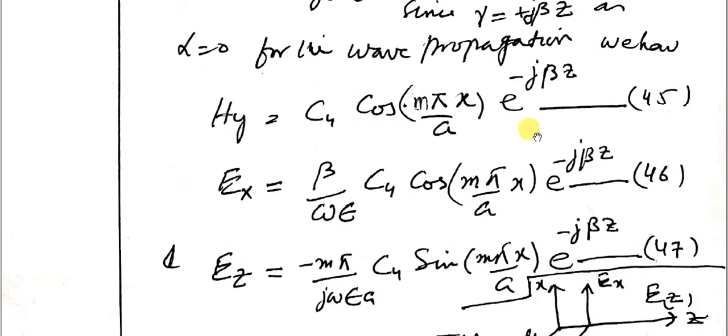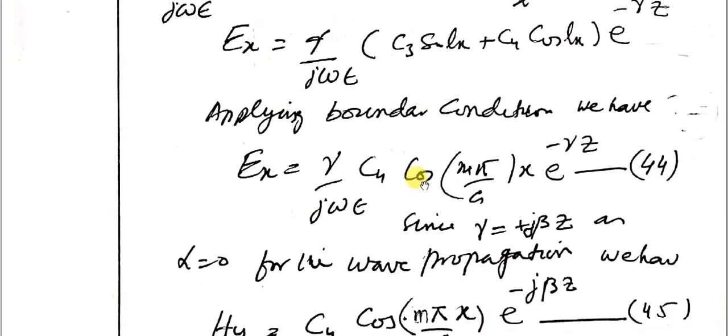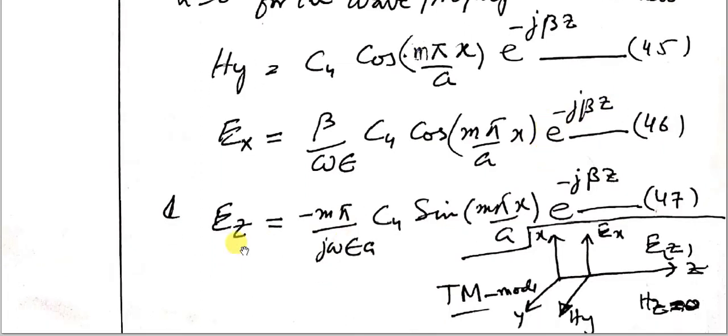So Hy is given by this relation, which is C4 cosine of m pi over a into x, where obviously C3 is equal to 0 in this case. Similarly, Ex is equal to beta by omega epsilon C4 cosine of m pi over a times x, e raised to power minus j beta z, again in the same term. And finally, lastly, Ez is equal to, as we have already done, m pi over j omega epsilon a C4 sine of m pi x over a times e to the power minus j beta z.